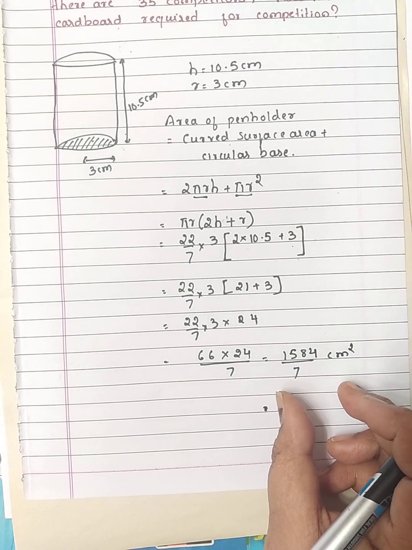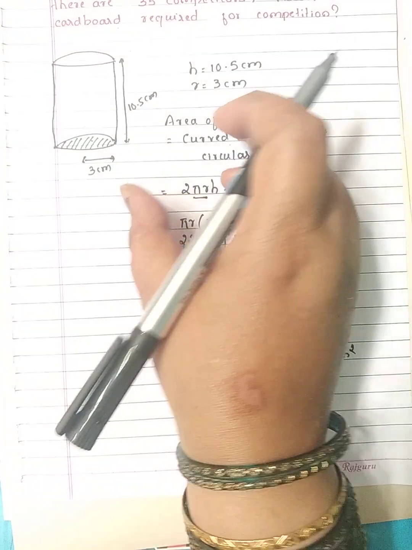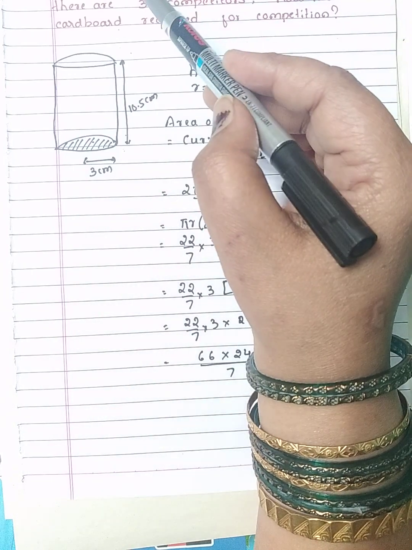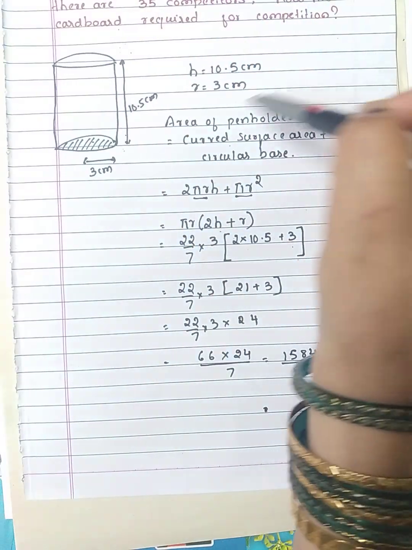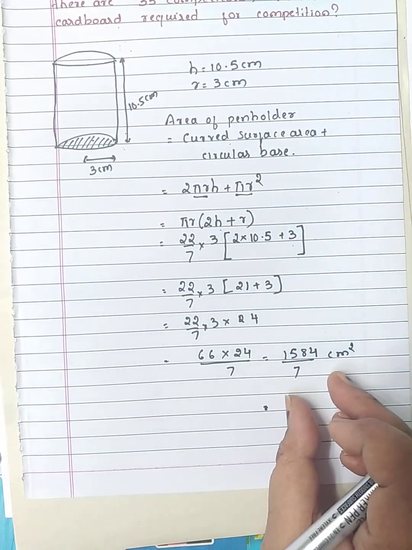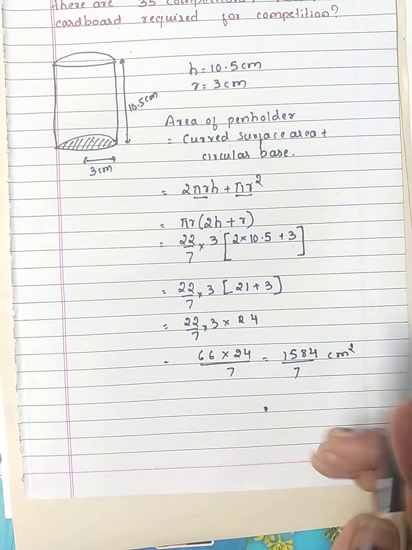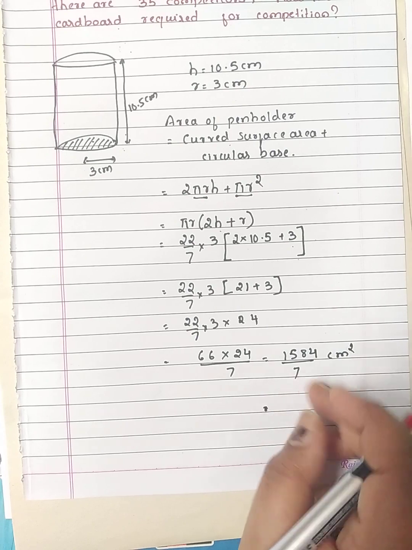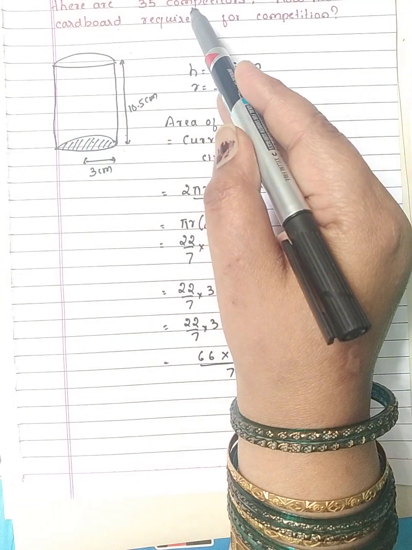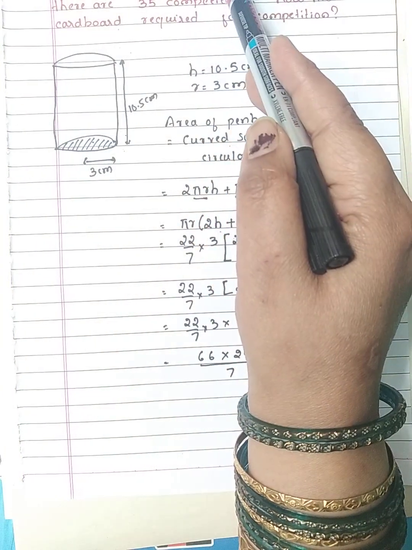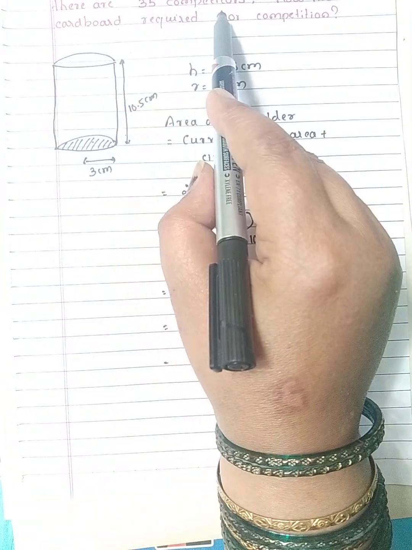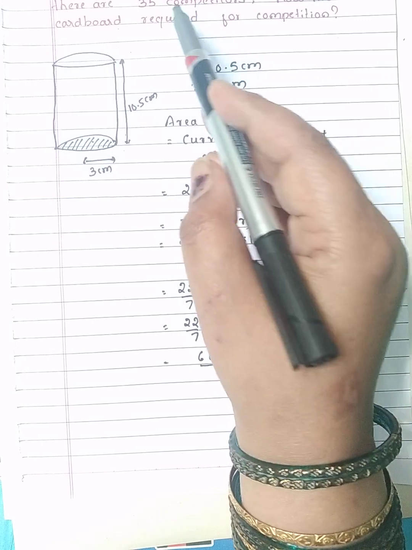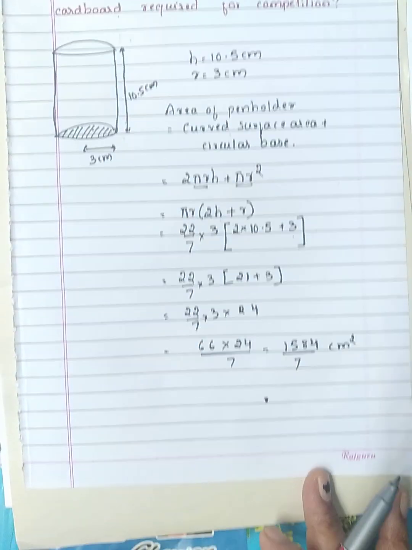This is the area of the pen holder. This much is the area for one pen holder. How many competitors are there? There are 35 competitors. So this school has to provide the cardboard for 35 competitors. Then what we have to do? We have to multiply the area by 35.